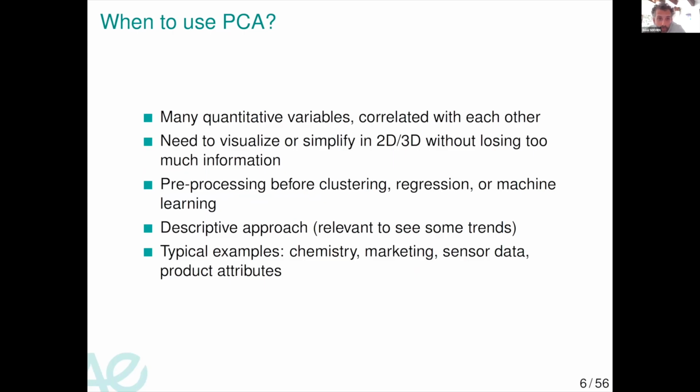So when should you use principal component analysis? If you have a data set with many quantitative variables, only quantitative variables, that could be correlated with each other, and you need to visualize or simplify your data set in only 2 or 3 dimensions, for example, without losing too much information. Principal component analysis will help you perform this kind of analysis, and it can be used as a preprocessing step before any clustering, regression, or machine learning methods.